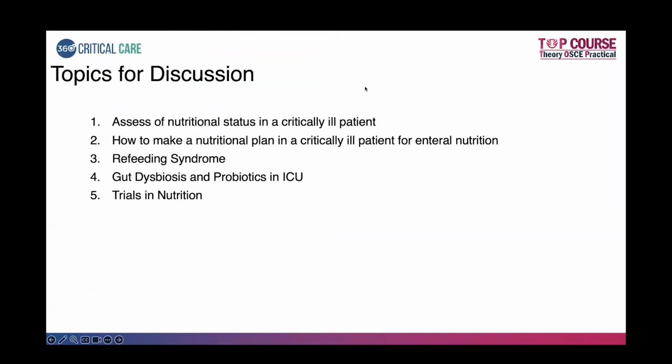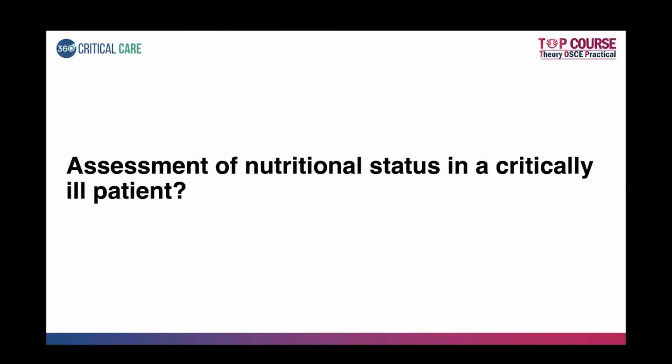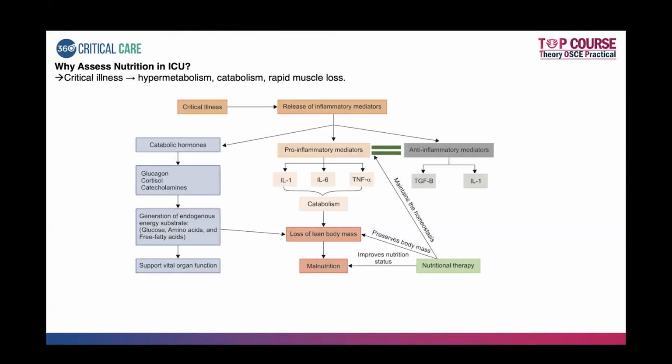So the main questions I'll be discussing here are on assessment of nutritional status in a critically ill patient, how to make a nutritional plan in a critically ill patient for enteral nutrition, refeeding syndrome, gut dysbiosis and probiotics, and trials in nutrition. So coming to the first question, assessment of nutritional status in a critically ill patient. So why assess nutrition in ICU?